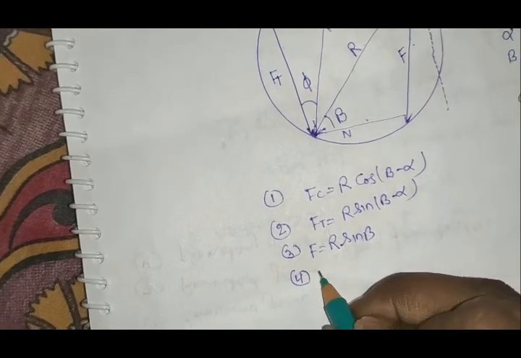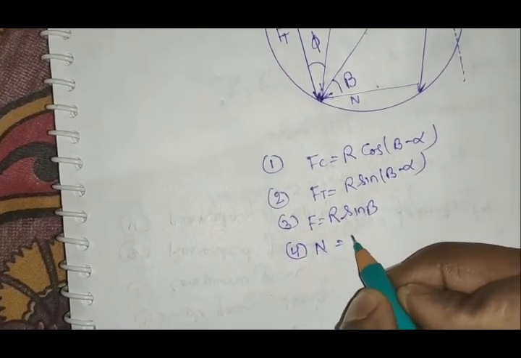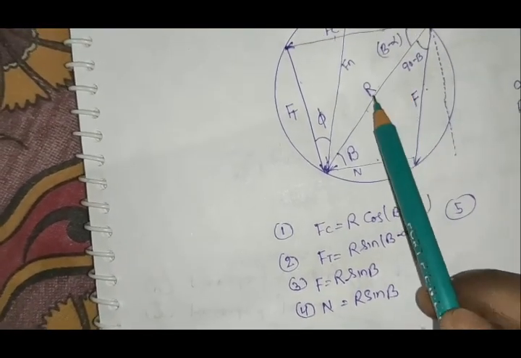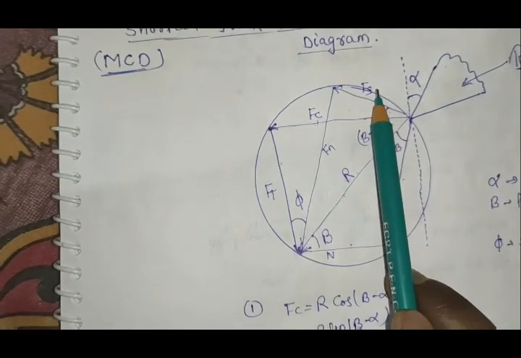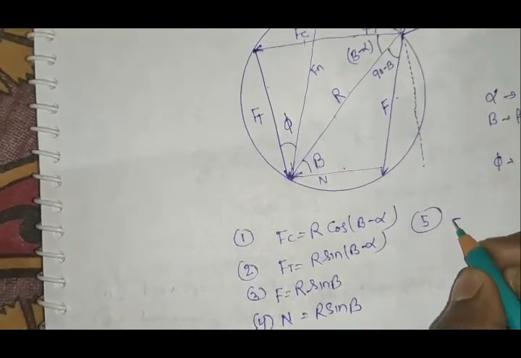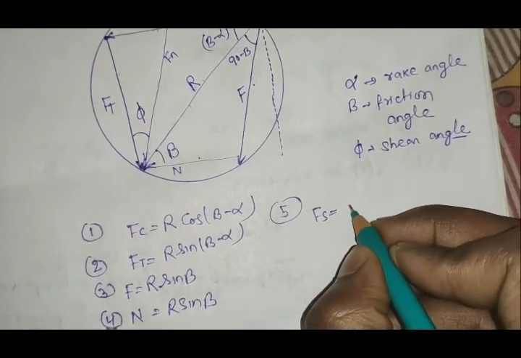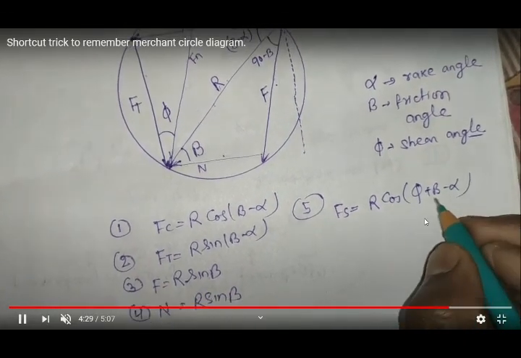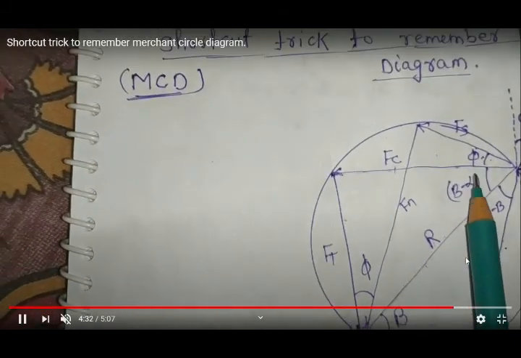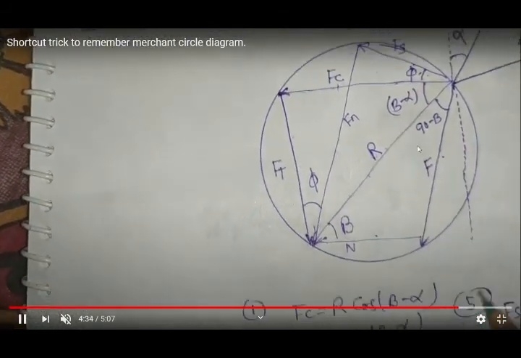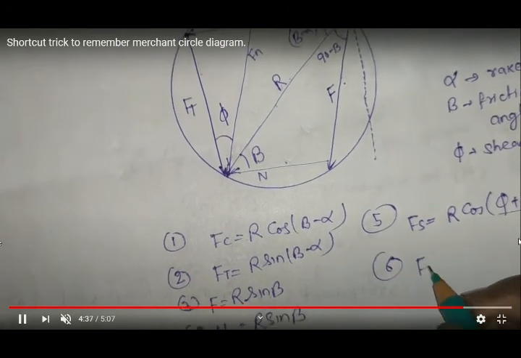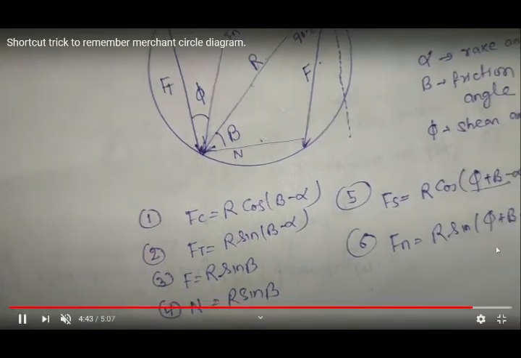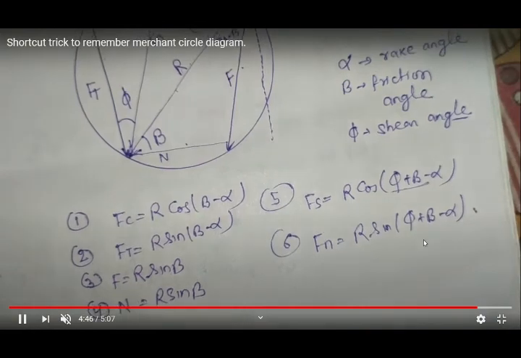And next, the fourth one is N is equal to R cos beta. And next, fifth, Fs is equal to R cos (phi plus beta minus alpha). And next, sixth, Fn is the normal force, R sin (phi plus beta minus alpha).